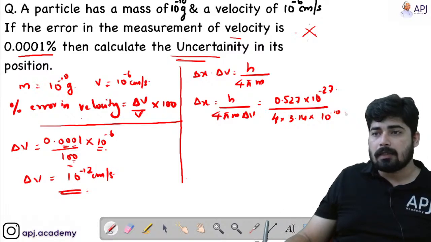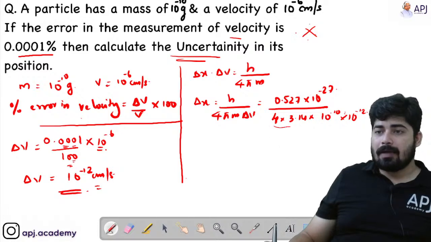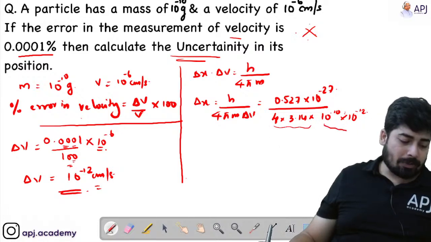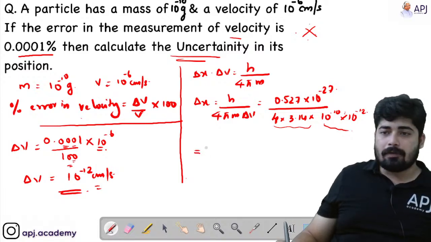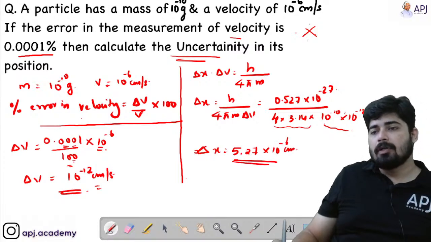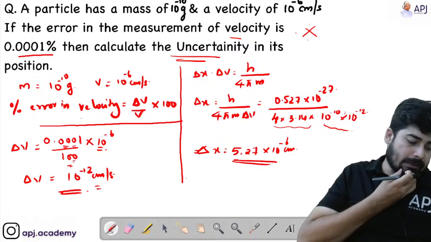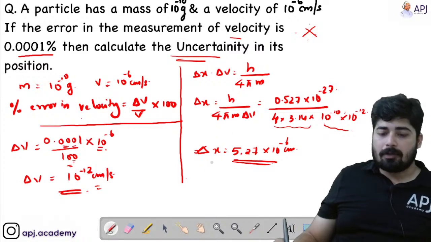Where is delta V? We have found out the value of delta V, that is 10 raised to minus 12. So comparing these values, 10 raised to minus 10 into 10 raised to minus 12, you can just calculate it. I have found the value: delta x is nearly equal to 5.27 into 10 raised to minus 6 centimeter. So this is the answer for delta x.